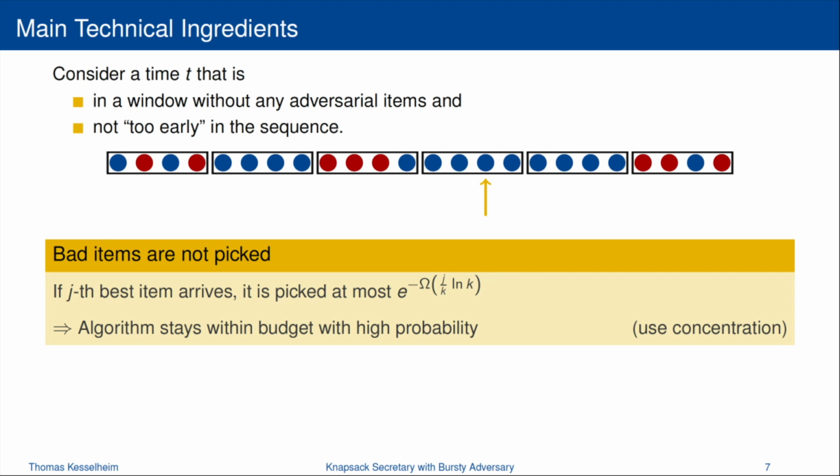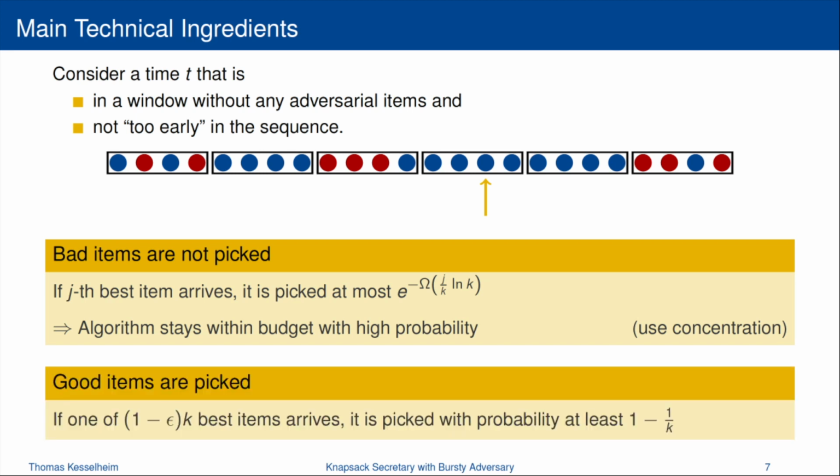This then means that if a good item shows up and the algorithm wants to pick it, this is possible. So this is then still what we have to show in the second part, that a good item is likely to be picked. And this we then show with the following statement: if one of the best 1 minus epsilon times k items arrives, then it is picked with pretty high probability.